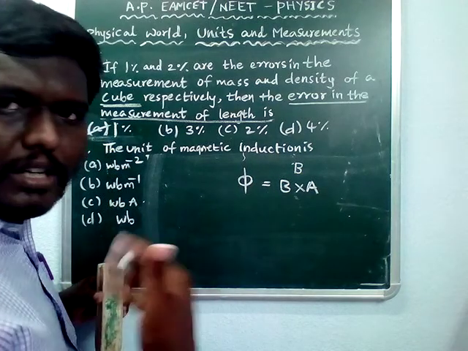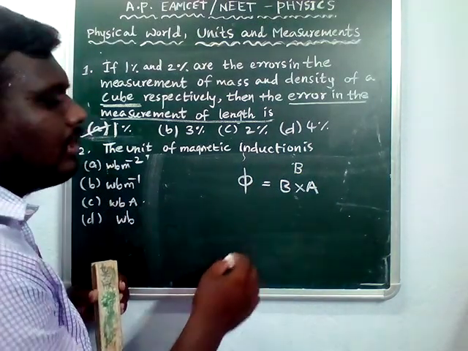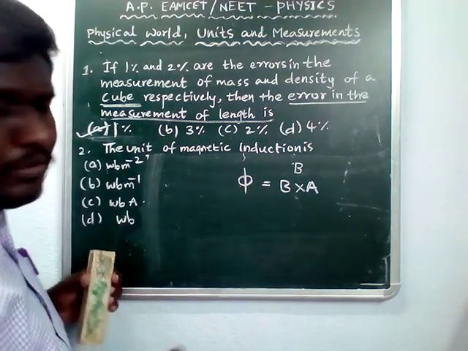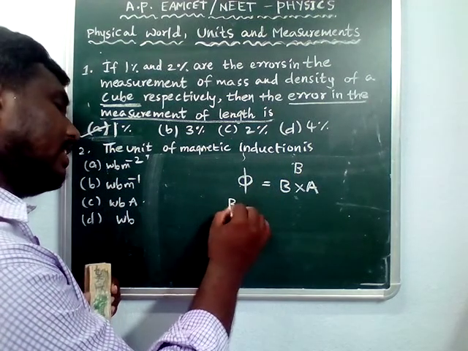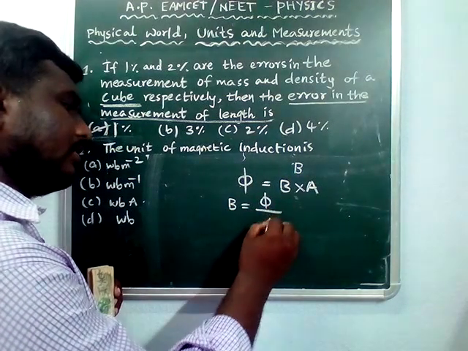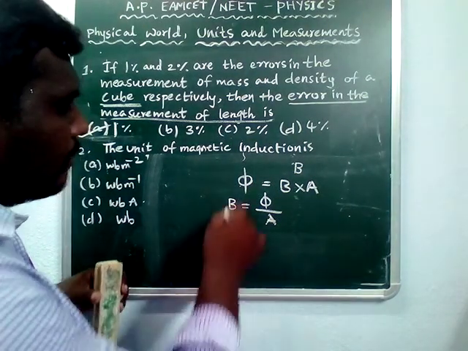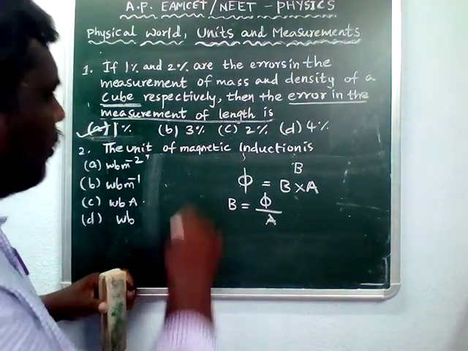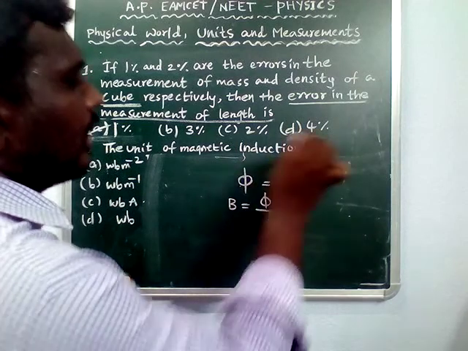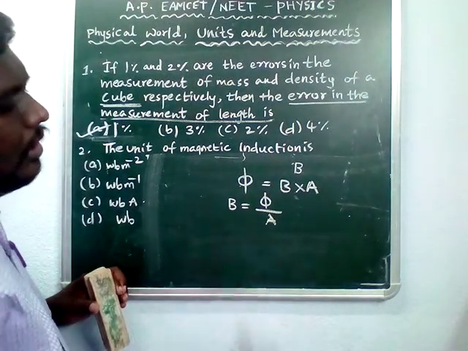Magnetic induction with the cross section area is called the magnetic flux. Also, for magnetic induction, B is equal to phi by A. Flux per unit cross section area is called magnetic induction. Understand? So you can determine the SI unit of magnetic induction. So B is equal to phi by A.